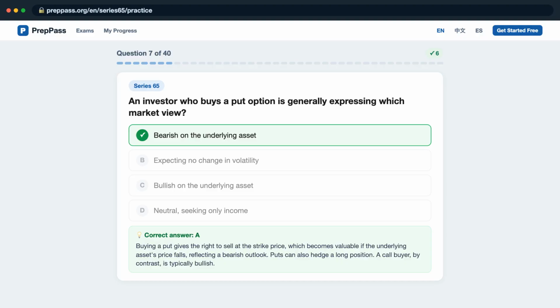Buying a put gives the right to sell at the strike price, which becomes valuable if the underlying asset's price falls, reflecting a bearish outlook. Puts can also hedge a long position. A call buyer, by contrast, is typically bullish.